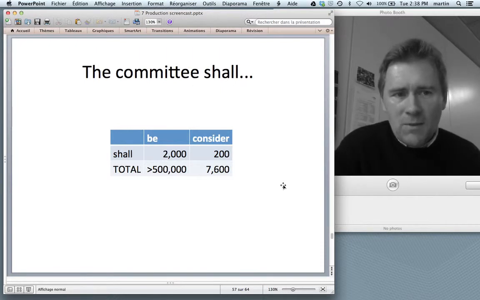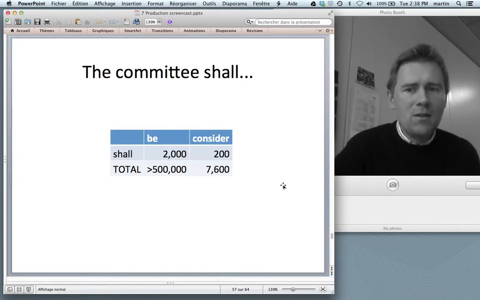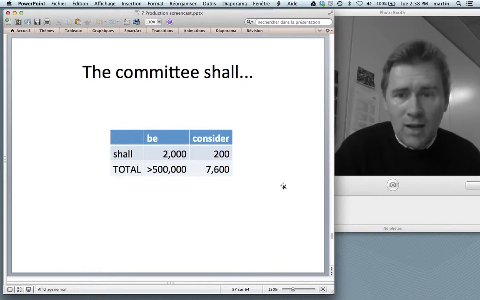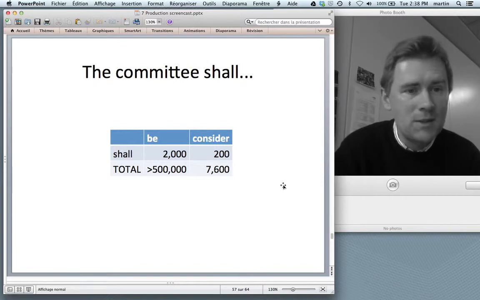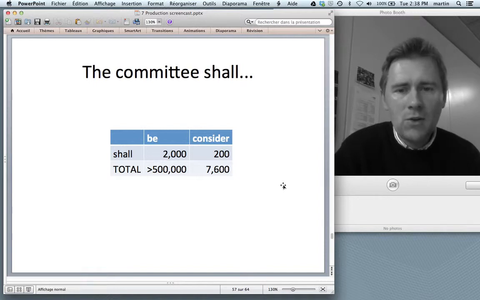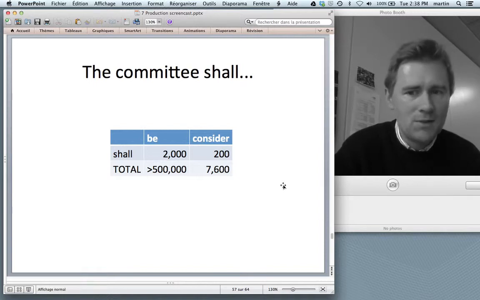And there are several possibilities that you could entertain. I mean, the most frequent verb after shall is the copula be. Yeah? These are figures from the BNC. Shall be, some 2,000 examples in the BNC. Shall consider, 200 examples in the BNC.